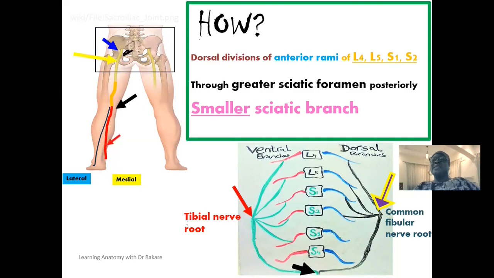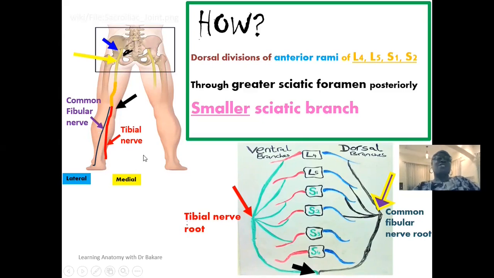Then we have the tibial nerve, which of course is bigger or larger in size. Then we have the common fibular nerve, which of course is smaller in size. And this is what is seen highlighted in purple. The sciatic nerve, which is made up of the two roots that are structurally contained in a single sheath, is finally divided or terminated into the tibial nerve on the medial side and also the common fibular nerve on the lateral side.